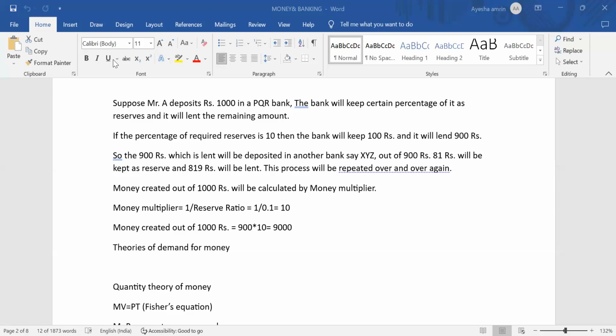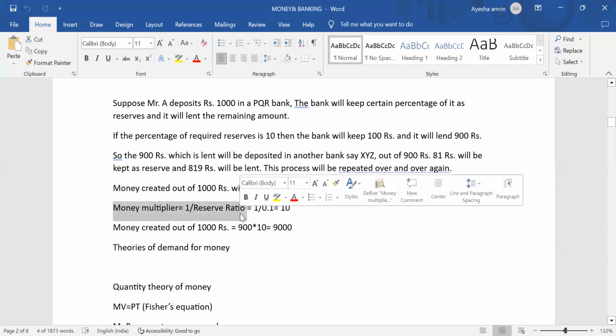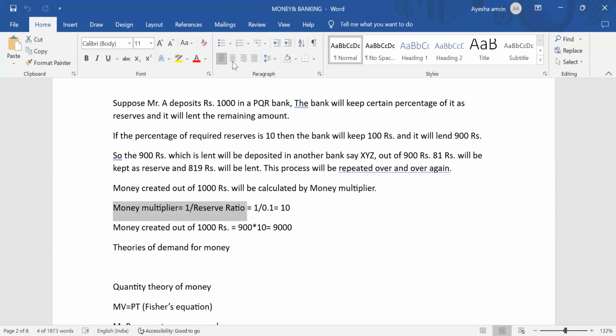And the formula for money multiplier is, write down, the formula for money multiplier is 1 divided by reserve ratio. The formula is 1 divided by reserve ratio. Yes, write down this formula. Money multiplier is 1 divided by reserve ratio.